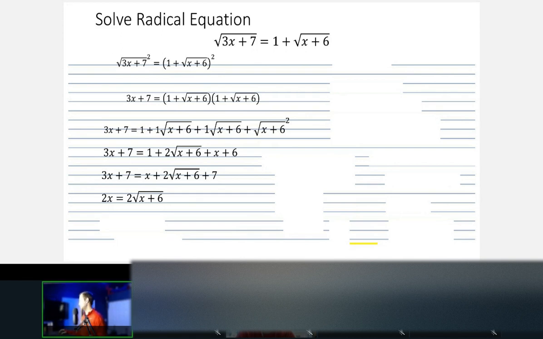Can we divide out the 2's? Yes, we can. We would divide both sides by 2. Good choice. That will get rid of the coefficients. So we now have x equals radical x plus 6. Now what do we do?